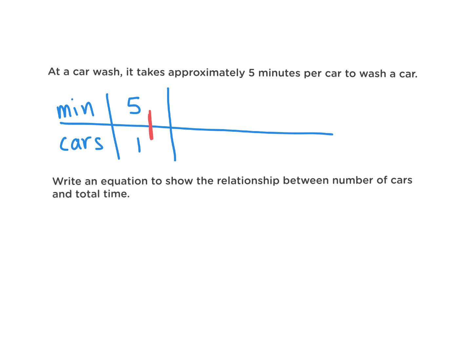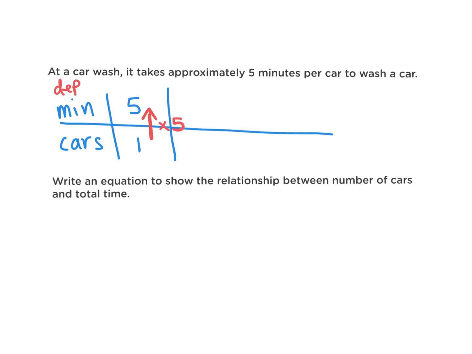Now, the number of minutes depends on how many cars I wash. So we're thinking about this number of minutes is dependent. We're thinking about getting to that dependent, because the number of minutes will change based on how many cars I wash. And then if we're thinking about it that way, we're thinking about what rule is there. So how would I get from 1 to 5? I would multiply by 5.